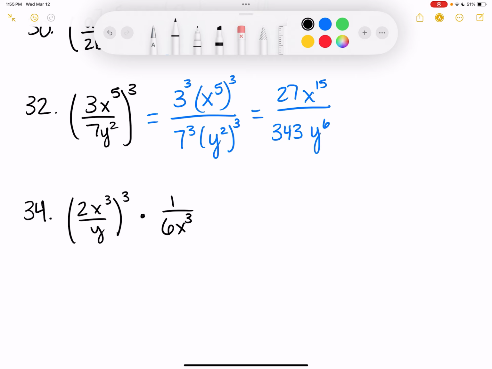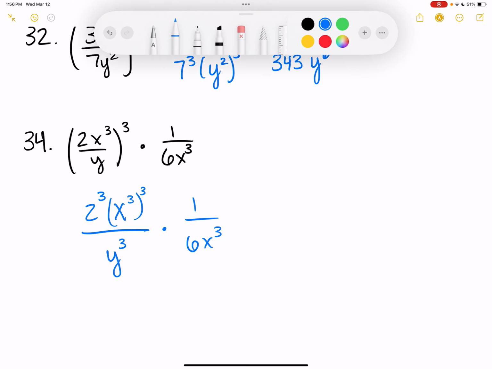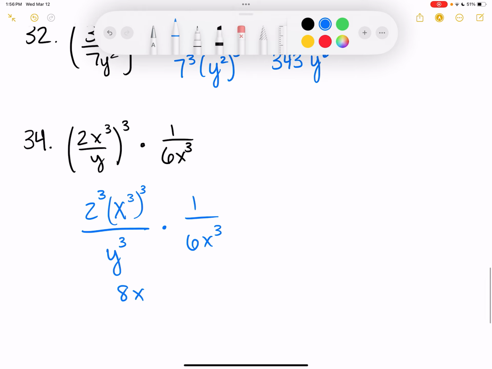All right, so working with this part first. What do I do with this cube? Times it by the problem. So this is going to be 2 cubed, then x cubed cubed over y cubed times this 1 over 6x cubed. All right, what does this give me over here? x to the 9th and that's just 8. Okay, so I have 8x to the 9th over y cubed times 1 over 6x cubed.